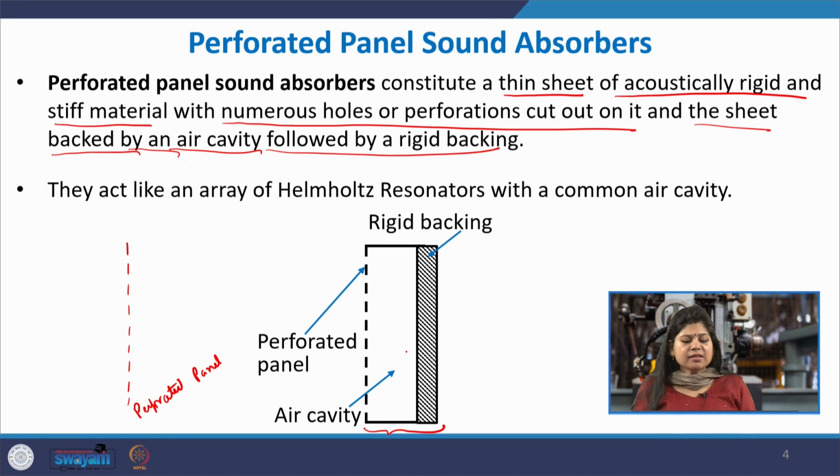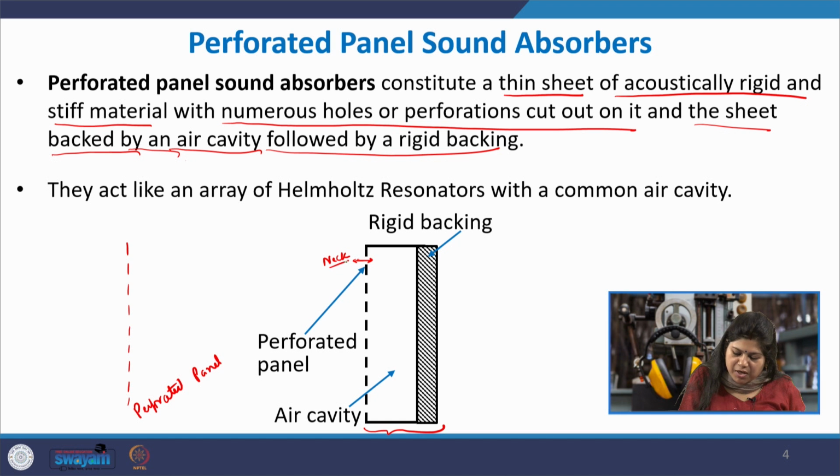As you can see, this perforated panel is an extension of the concept of the Helmholtz resonator that we have just discussed, and here they act like an array of Helmholtz resonators with a common air cavity. Each perforation constitutes a thin neck through which the sound wave vibrates. This becomes the neck of the Helmholtz resonator, followed by a confined air cavity behind it with a rigid backing. And you have many such necks in periodic combination, so it becomes like an array of Helmholtz resonators.